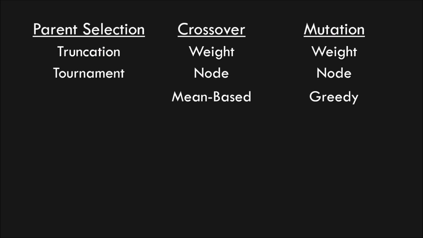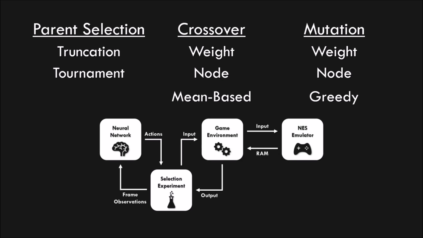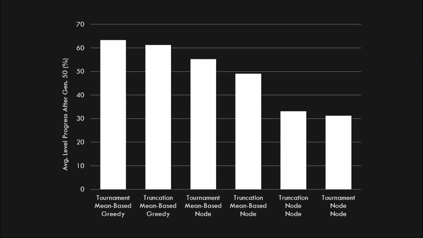To find which combination of these algorithms and other hyperparameter values gave the best training performance, a hyperparameter selection experiment system was implemented, which functioned very similarly to the training system. The first run of this experiment was used to determine the best combination of parent selection, crossover, and mutation algorithms. The results, shown here, indicated that the best combination to use was tournament parent selection, mean-based crossover, and greedy mutation.